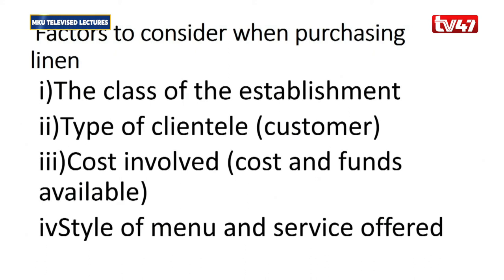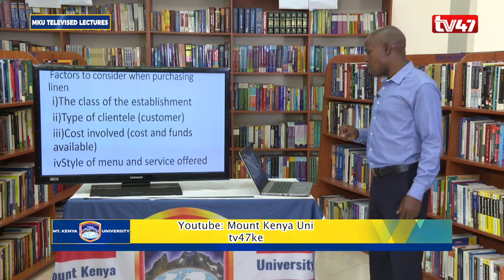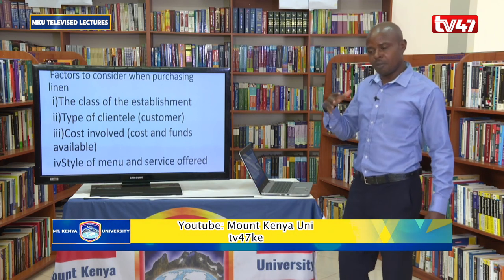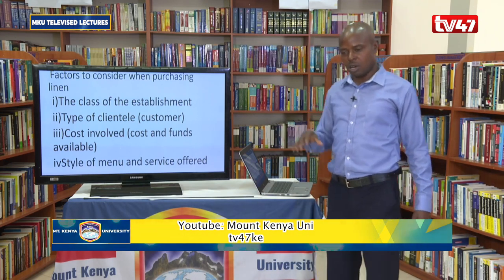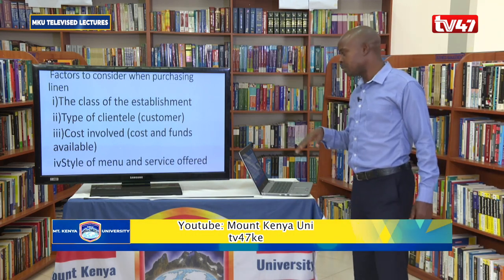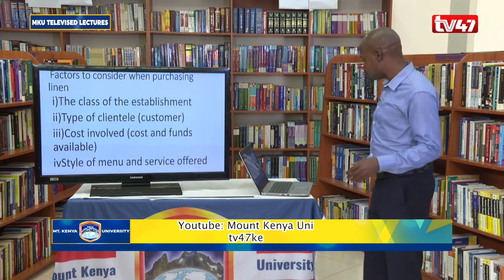Then the cost involved, so that you don't choose very costly linens. Then the style of menu and service offered. Service of food, they vary. We have what is called silver service, we have what is called plate service, we have self-service, and so on and so forth. So you check the linen as per the service that is being offered.